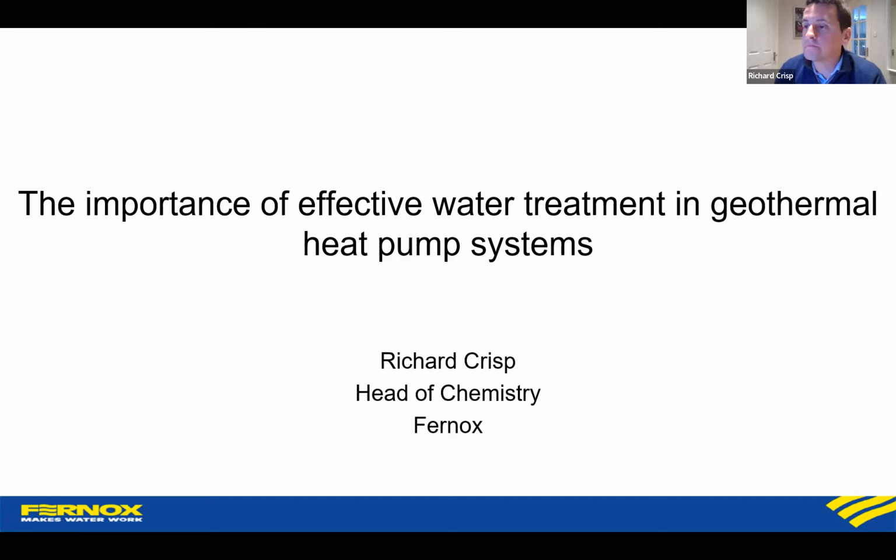Okay, so the importance of effective water treatment in geothermal, in ground source heat pumps. I'm largely going to talk today about ground loops. I think inside the home, the load side, I would expect that to be a bit more self-evident, but of course we can discuss that as and when.